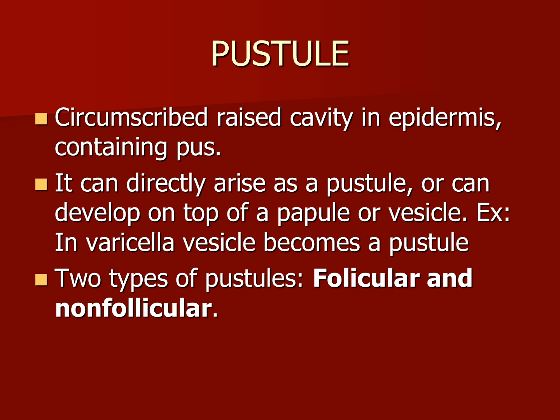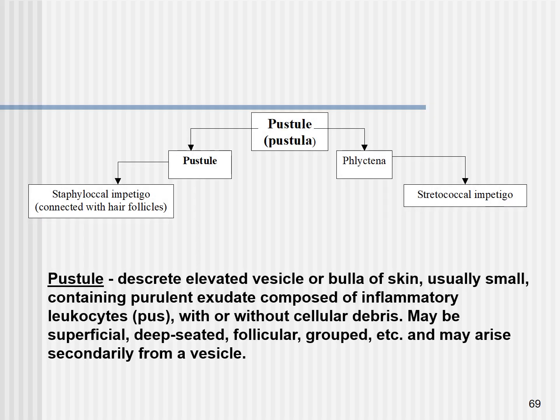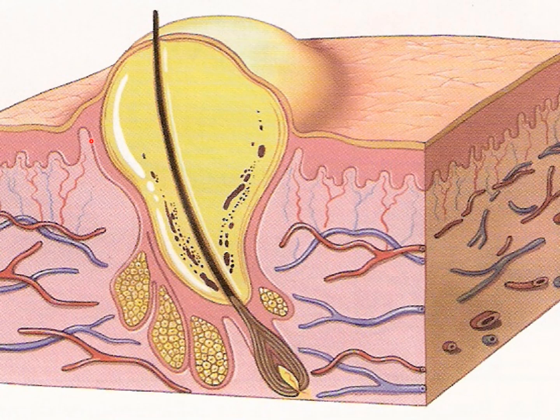Two types of pustules, we can see follicular and non-follicular. Pustula can be flictena, for example, staphylococcal impetigo disease, and streptococcal impetigo flictena. Pustule, a discrete elevated vesicle or bulla of skin, usually small, containing purulent exudate, composed of inflammatory leukocytes, pus with or without cellular debris, may be superficial, deep-seated, follicular, grouped, and may arise secondarily. Here we can see pus inside the cavity of pustula.